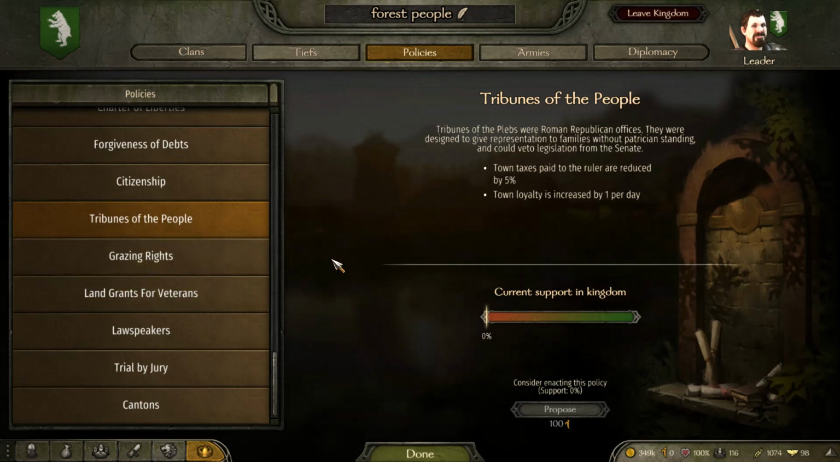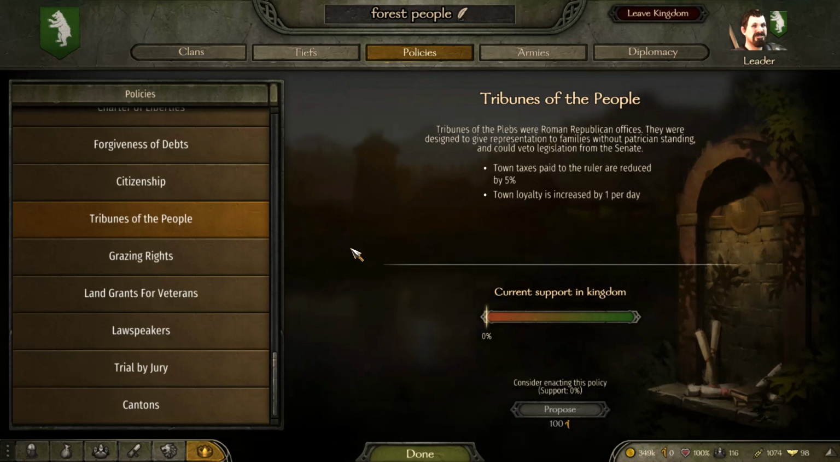Tribunes of the people. So town taxes paid to the ruler are reduced by 5%. Town loyalty is increased by 1 per day. So, again, another one, pretty simple. You're losing that little bit of tax, but you're gaining loyalty in your towns.